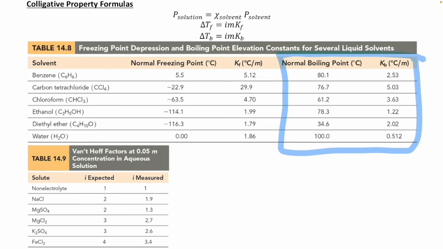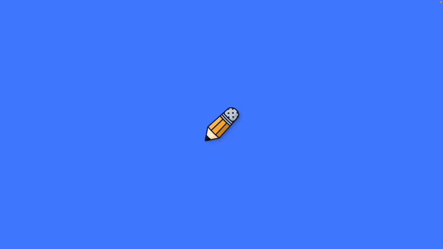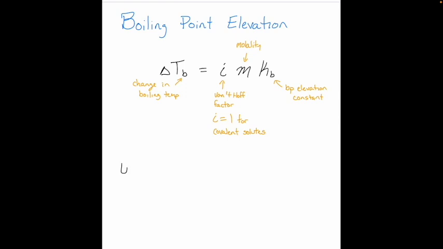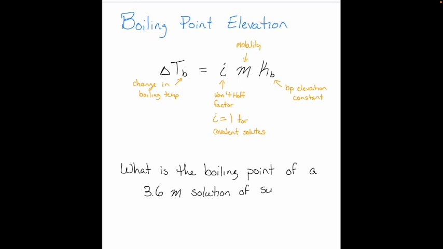Okay, so let's do an example using water, and its K_b, 0.512, and we'll pay attention to our units, degrees Celsius per molal. And so let's ask, what is the boiling point of a 3.6 molal solution of sucrose in water?